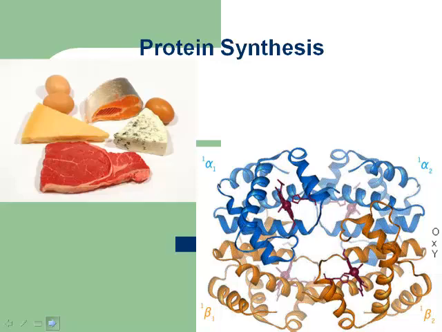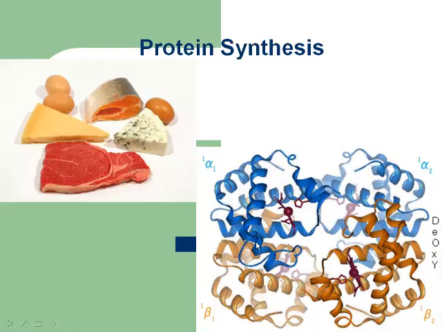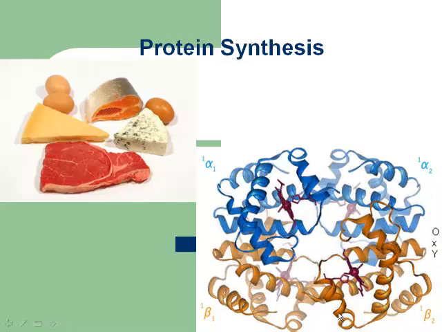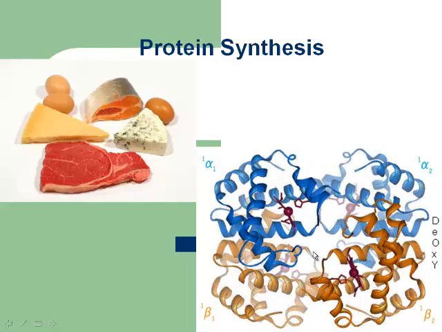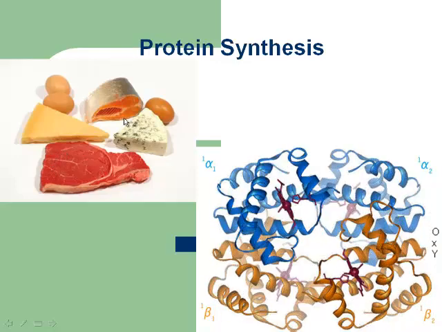This is hemoglobin that we've talked about before. It's got its four different subunits, one of these quaternary structures. So this is a protein, even though we think about it like this.